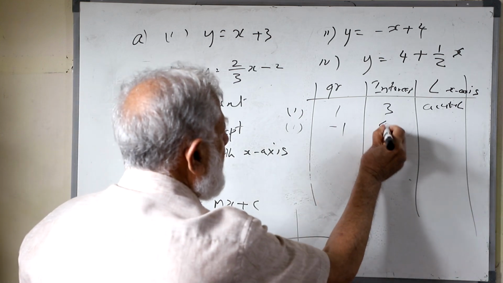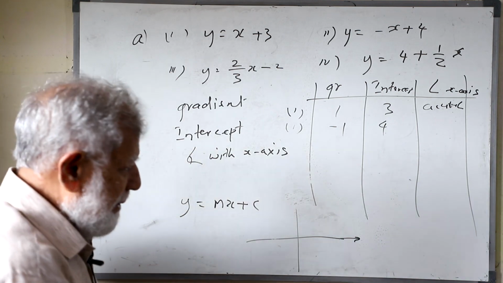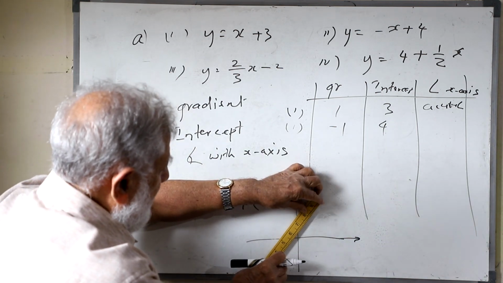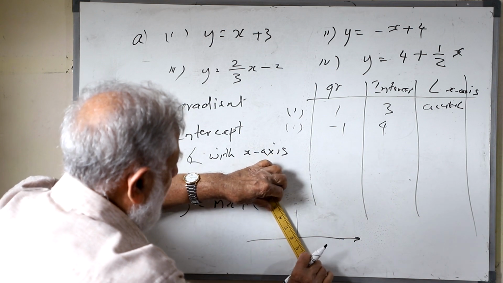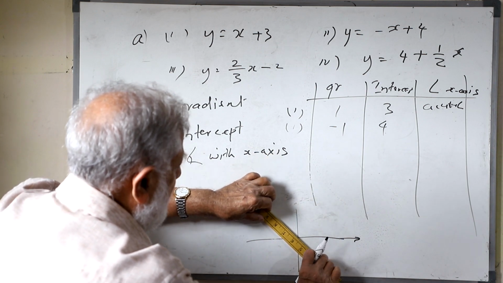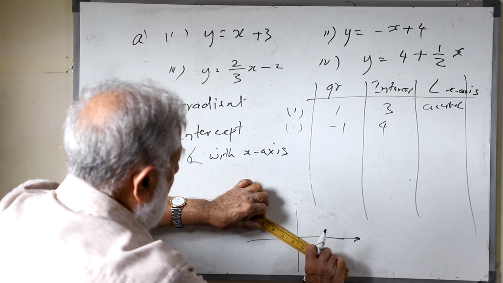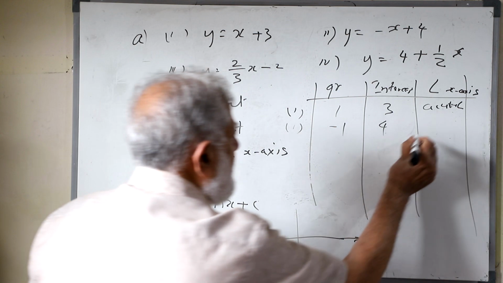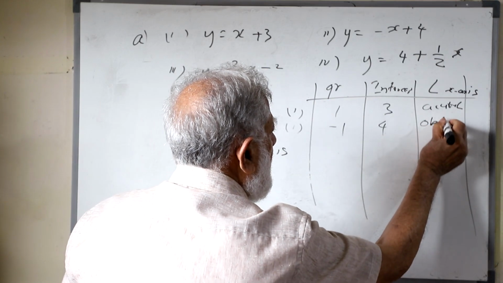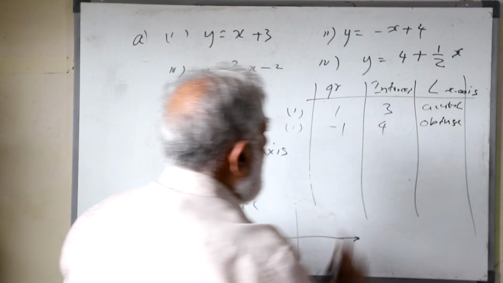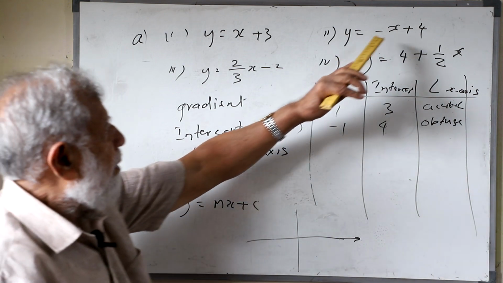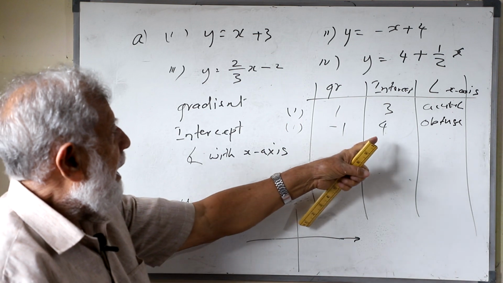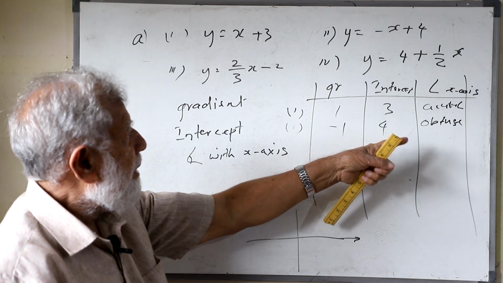The intercept is 4. Now, here the gradient is minus. I told you that if it is plus, it is like this, an acute angle; minus will be an obtuse angle. So it will be any angle like this. Now, it is 1, so it will be minus 45 degrees this side. So it makes an obtuse angle with the x-axis. So the gradient is minus 1, intercept is 4 and it makes an obtuse angle.